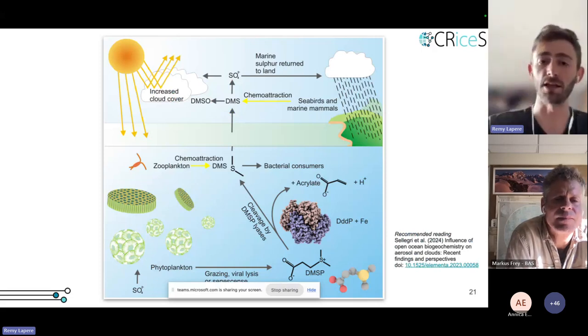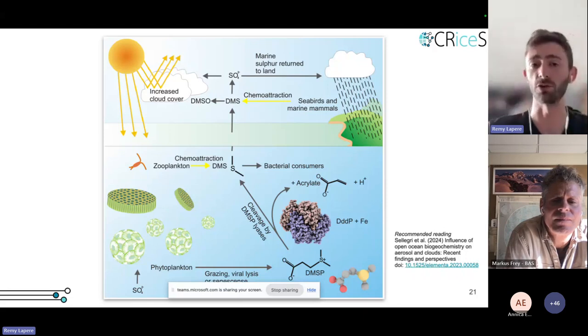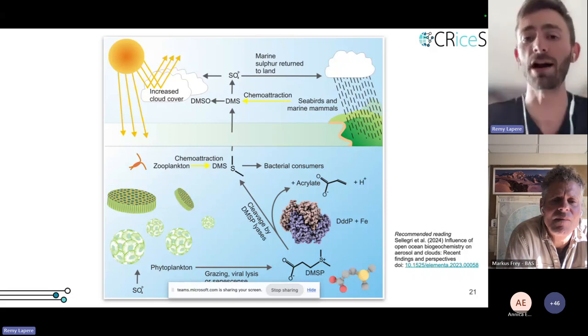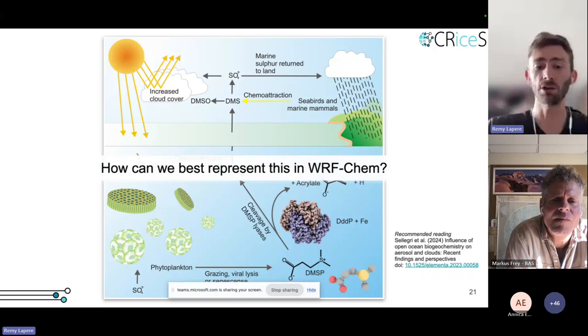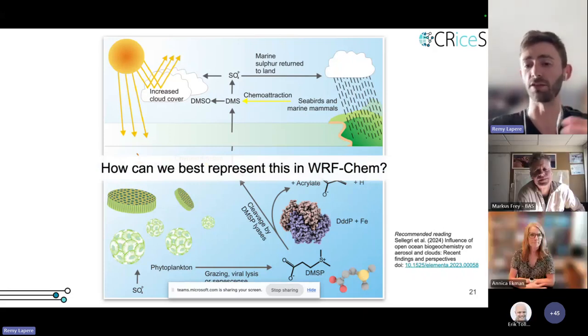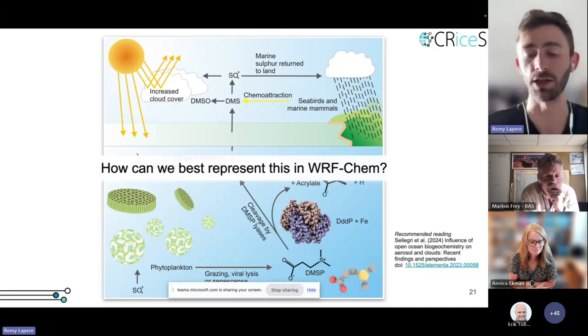So DMS is emitted in the atmosphere via biological activity in the ocean. And then when it's in the air, it gets condensed and forms, for example, sulfate aerosols, which are very efficient at seeding clouds. So really relevant from a climatic perspective. And we started working on how we can best represent this in our WRF-Chem model. So again, this is a 3D regional atmospheric chemistry model that we use for Arctic applications.